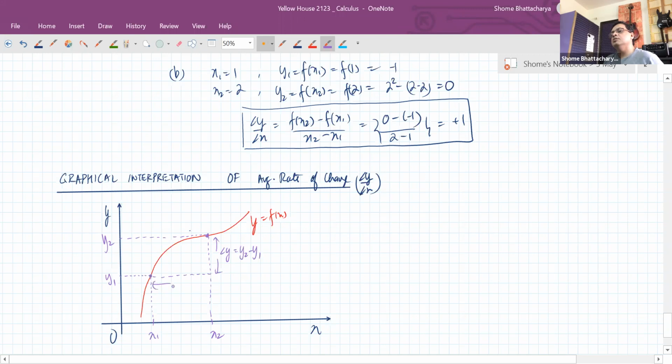And this interval over here is nothing but delta x or x2 minus x1. So the ratio of these two things, which is the average rate of change, is nothing but the slope of the straight line joining these two particular points, x1, y1 and x2, y2. So that kind of line, as we've seen last time, is called the secant line because it cuts the graph at two distinct points. So the graphical interpretation is that average rate of change is slope of the secant line. It is this tan theta.